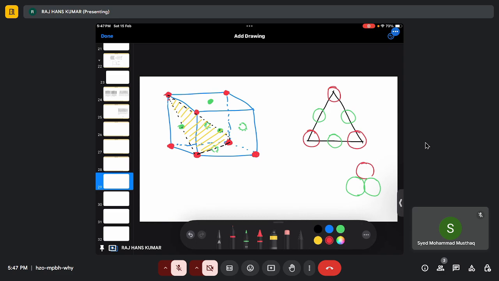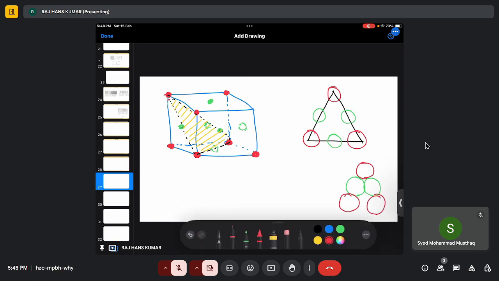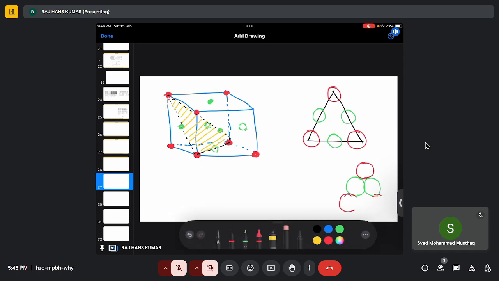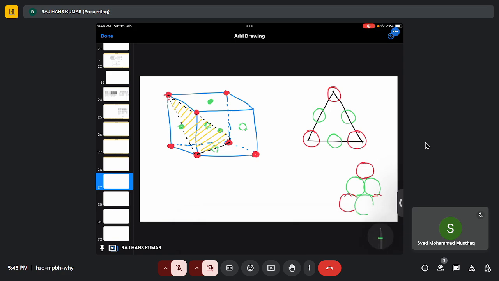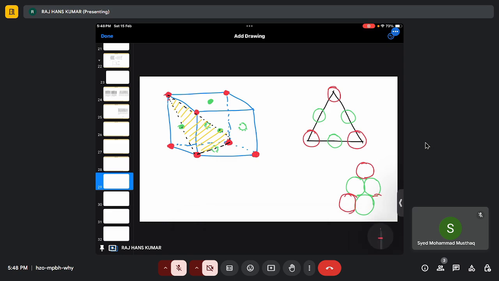Right. So you draw it green first. Yeah. So this is my green atom. This is my red. These are my corner atoms.